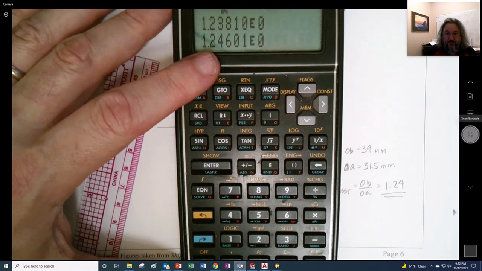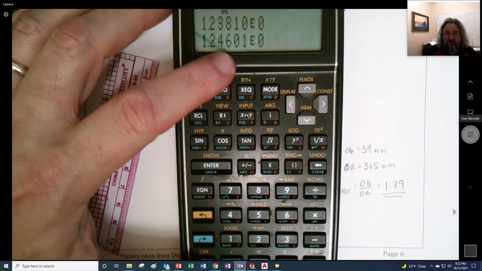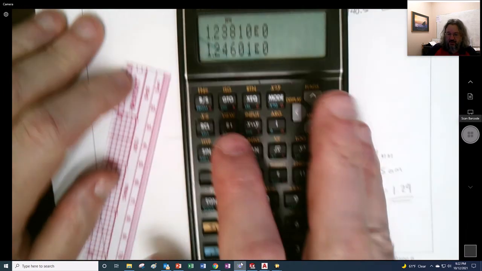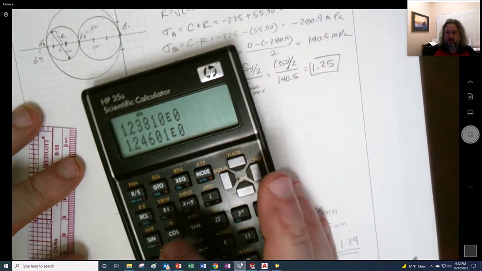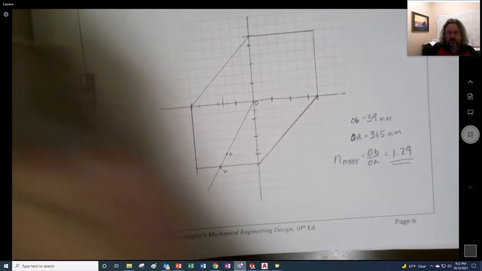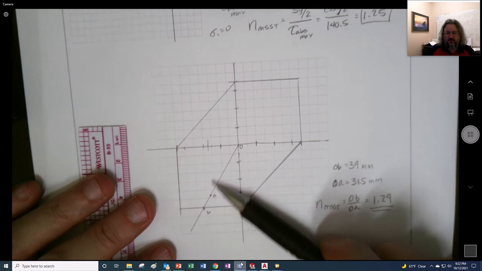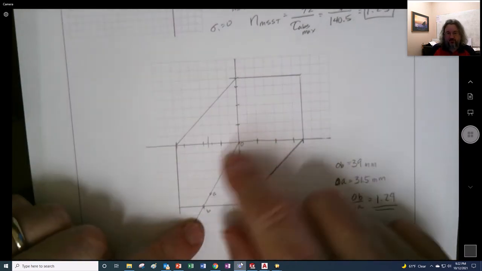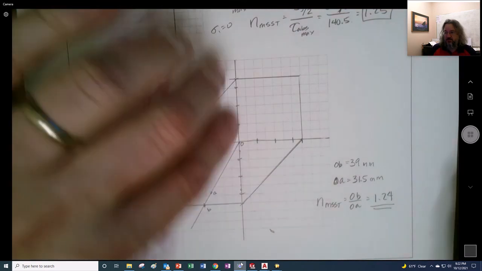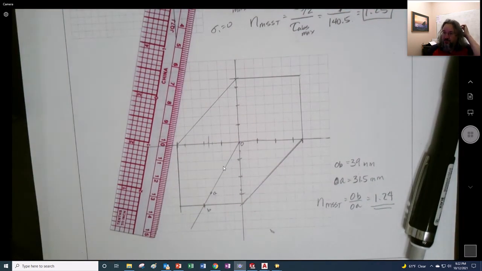We got 1.246. Ergo, boom. We got a match. We confirmed it graphically. But that's the idea, right? That the thing's inside the envelope, therefore it's safe. How safe? Well, here we go. It's this far from being outside the edge, so there's the safety factor graphically.